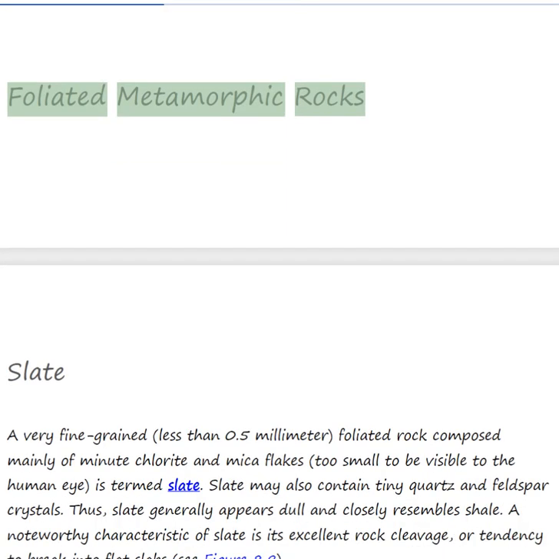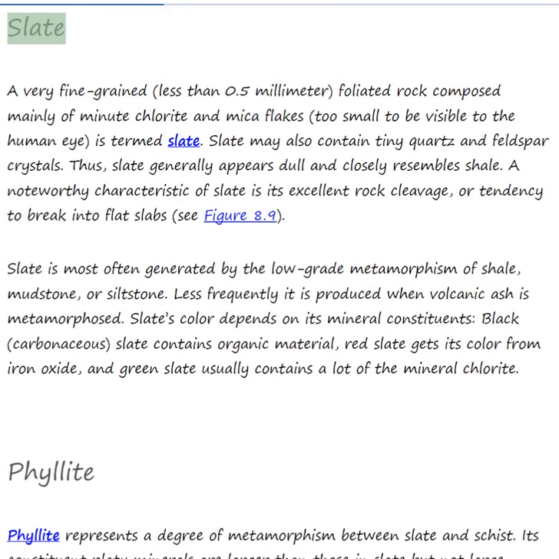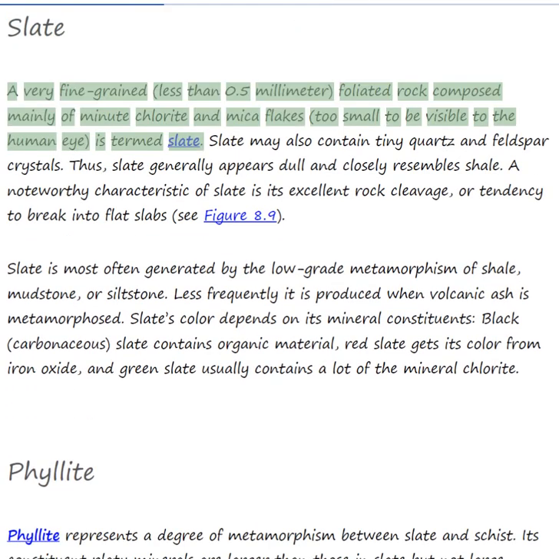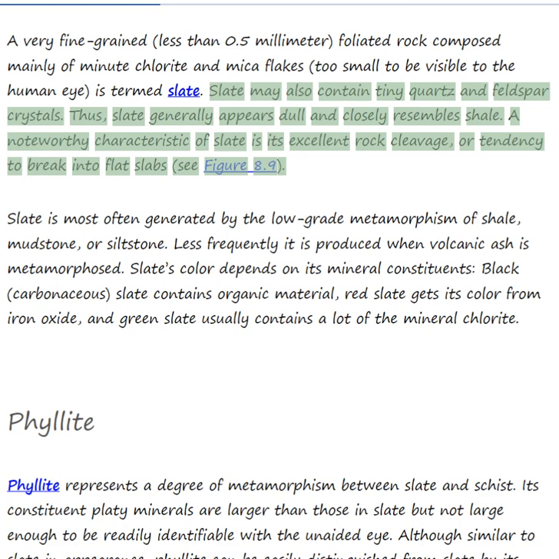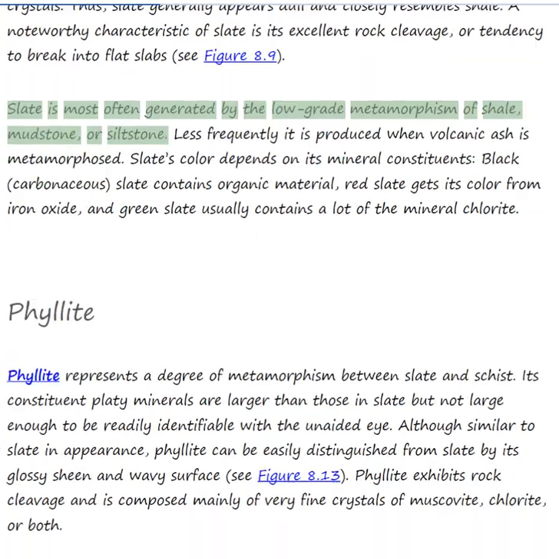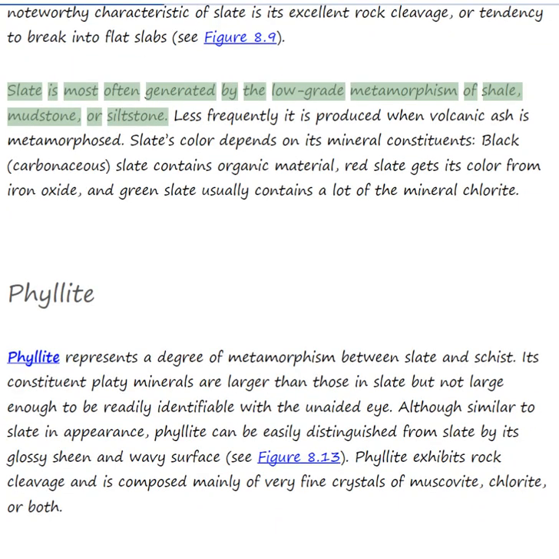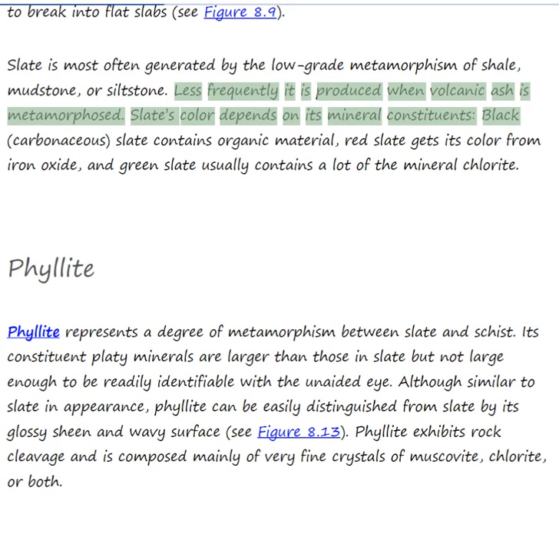Foliated metamorphic rocks. Slate. A very fine-grained foliated rock composed mainly of minute chlorite and mica flakes is termed slate. Slate may also contain tiny quartz and feldspar crystals. Thus, slate generally appears dull and closely resembles shale. A noteworthy characteristic of slate is its excellent rock cleavage, or tendency to break into flat slabs. Slate is most often generated by the low-grade metamorphism of shale, mudstone, or siltstone. Less frequently it is produced when volcanic ash is metamorphosed.